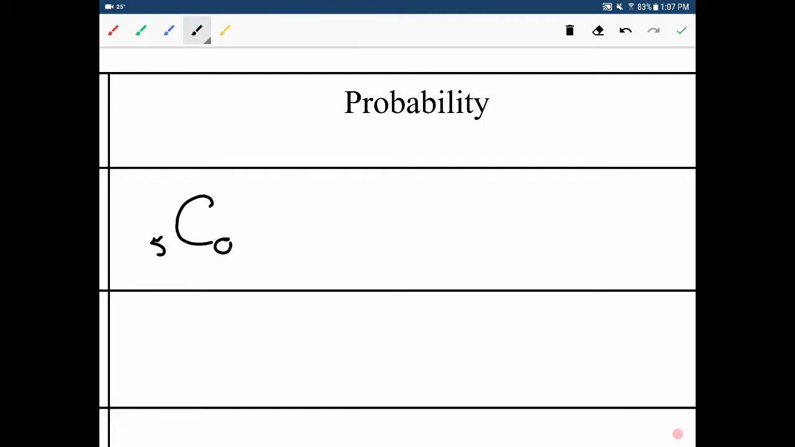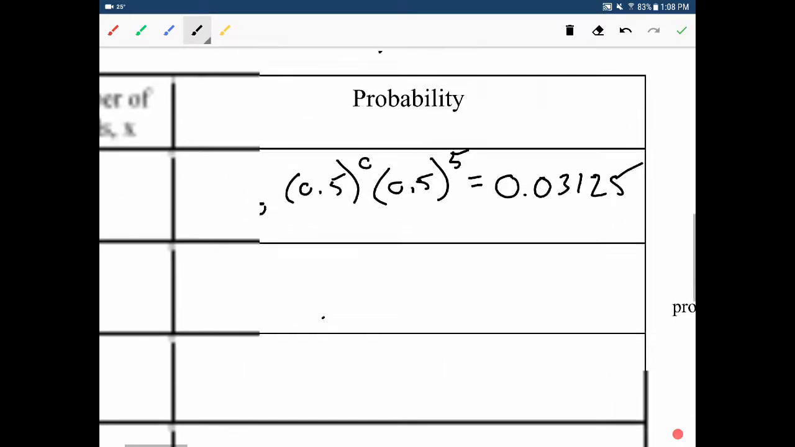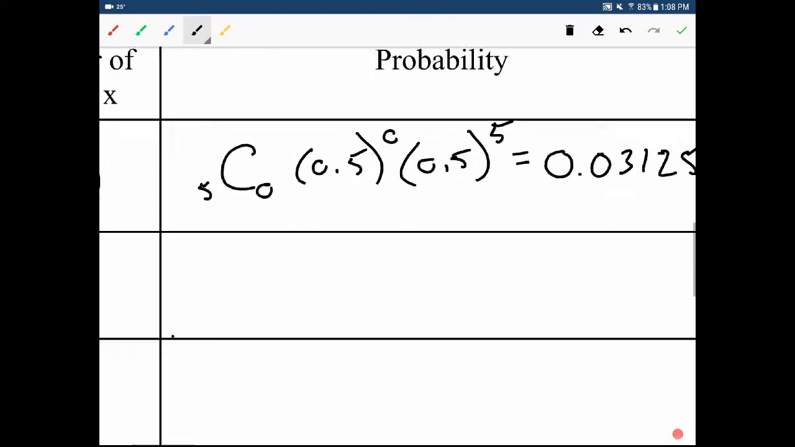So we're going to have 5 choose 0. There are 5 trials. We want to know the probability of being successful 0 times, so it's going to be 5 choose 0 times 0.5 to the power of 0 times 0.5 to the power of 5. You can put it into a calculator if you don't trust me, but the answer is 0.03125. And so we just go through and do this for all of them.